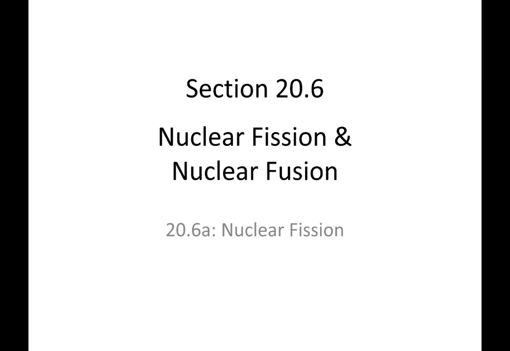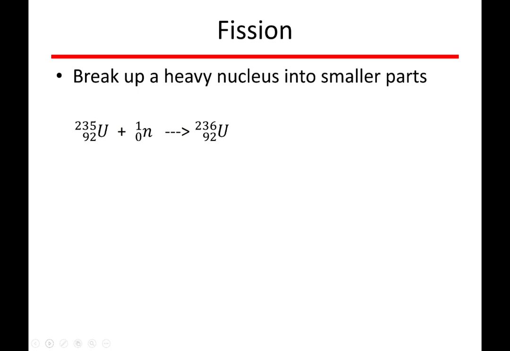Now, having discussed the thermodynamic stability of the nucleus and how you can take changes in mass and convert them into changes in energy using Einstein's equation E equals mc squared, let's go ahead and talk about energy changes for nuclear reactions. Here we're going to discuss nuclear fission reactions. In a nuclear fission reaction, you're going to take a heavy nucleus and break it up into smaller nuclei.